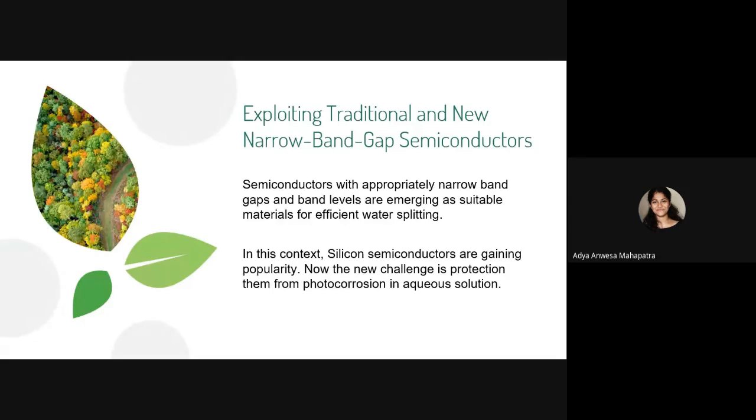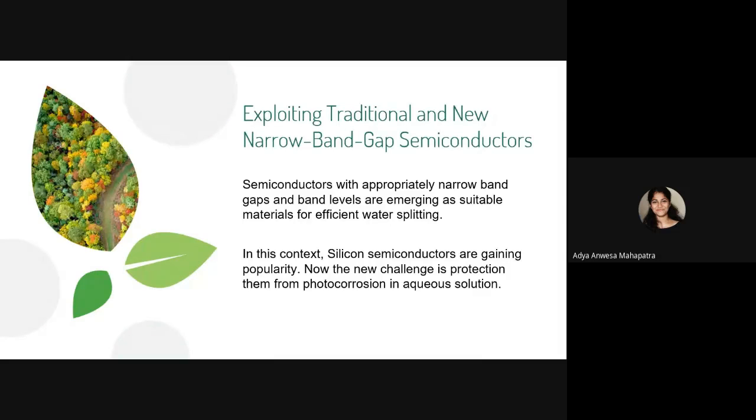In this context, oxynitrides and nitride composites are slowly gaining popularity. Metal-free nitrides like C3N4 have a narrow band gap of only 2.7 electron volt, and its conduction band is sufficiently negative to drive proton reduction to hydrogen with stability.